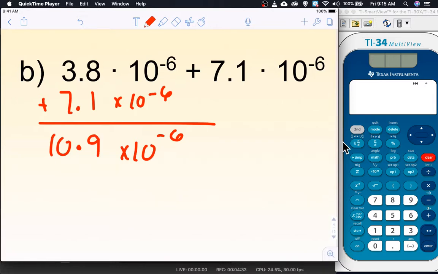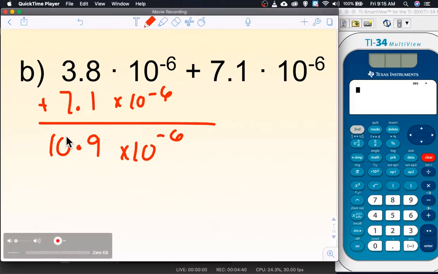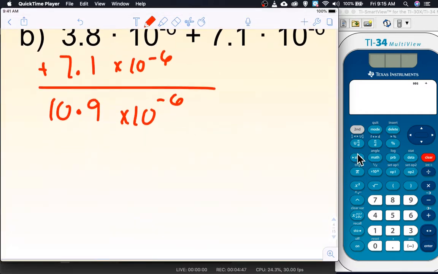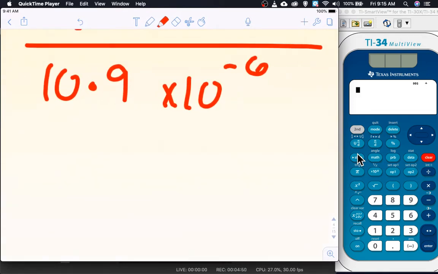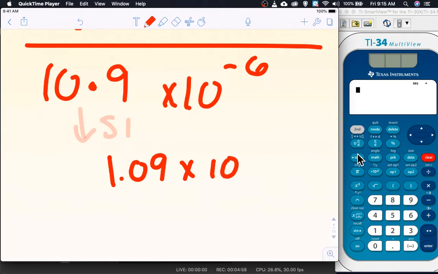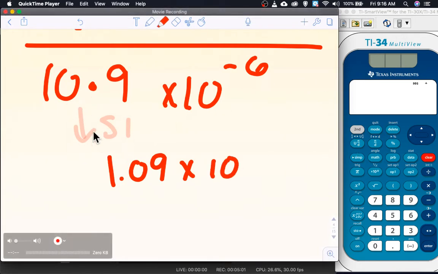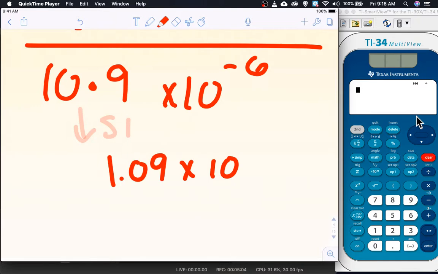10.9. And this problem is not done because my answer is not in scientific notation. This number here, this decimal here is too big. You're not allowed to have a 10.9. So we have to do a little conversion, just like we did in the previous lesson. So I'm going to make this smaller by 1 place to make it a 1.09. So if this piece gets smaller by 1, my exponent is going to get bigger by 1.